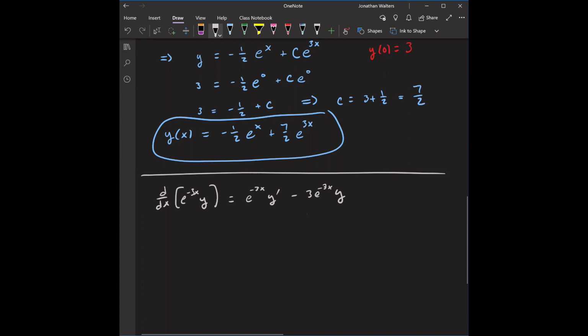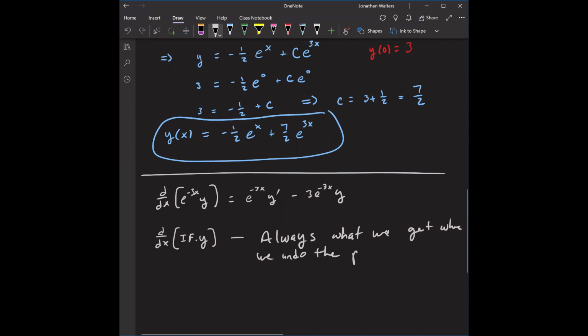Okay, I'll come to that in a second, Ben. So you could either just see that the product rule here goes back to this, or actually every time it's always going to be d by dx of integrating factor times y. Always. So this is always what we get when we undo the product rule.